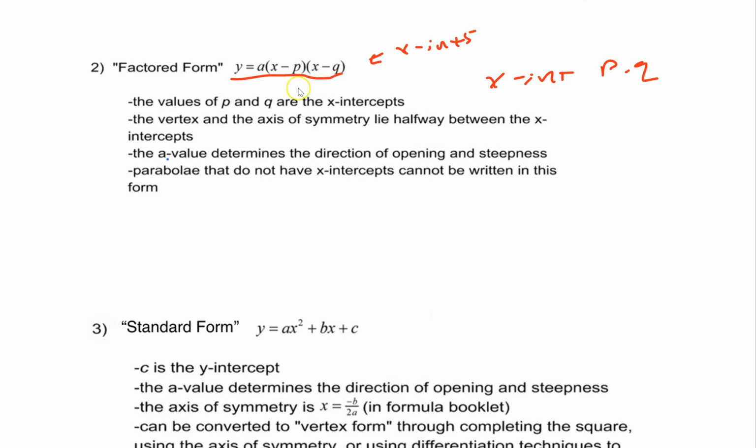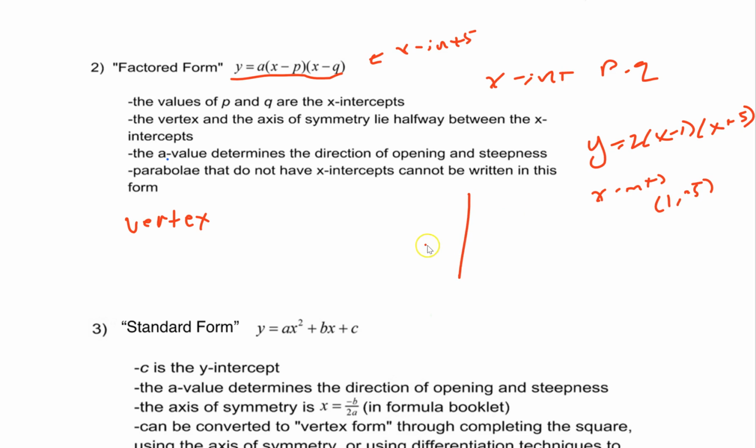right? It's actually not that bad to find the vertex here. Let me show you an example. Let's say I give you this, 2(x minus 1)(x plus 5). Right? So I know my x-intercepts are at 1 and negative 5. So let's have a graph. I go 1 and negative 5. Positive 2, right? Opening up again.